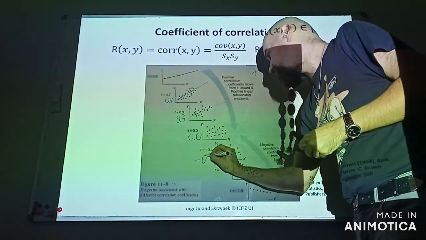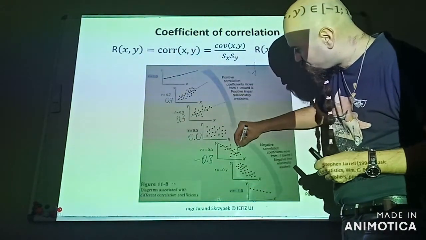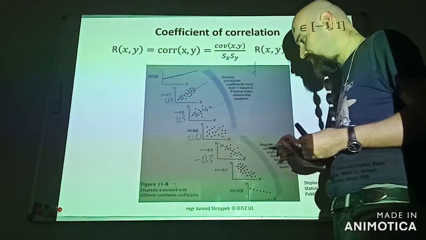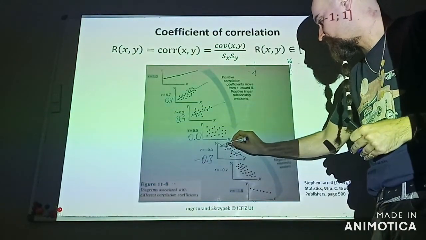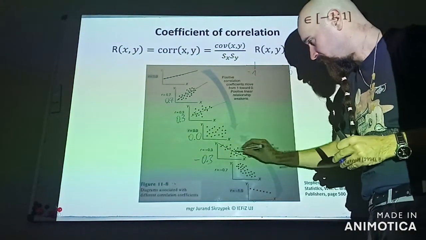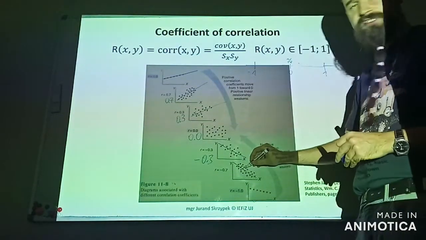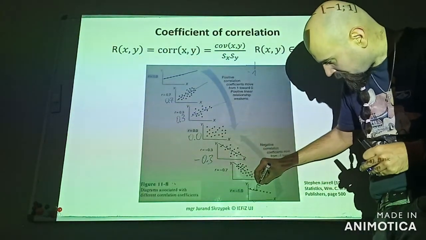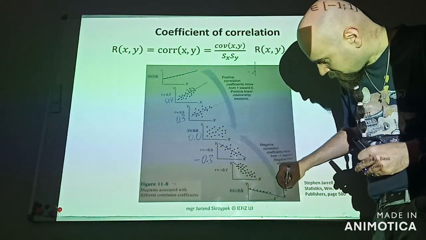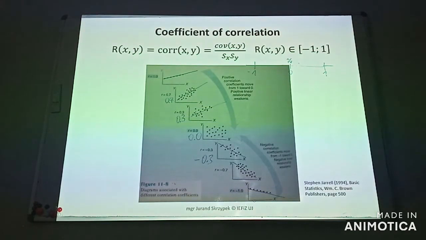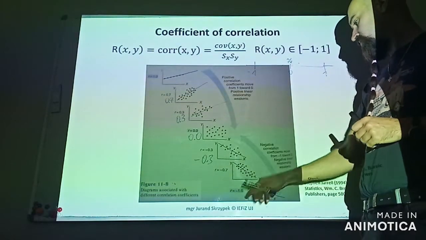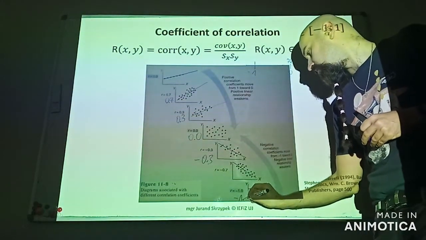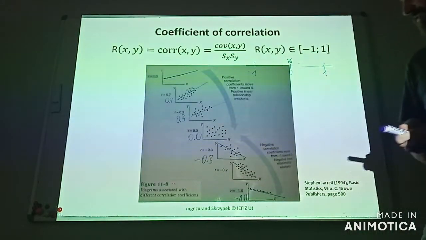Here we have -0.3. We can perceive a regularity here, of course a negative regularity, but these deviations are higher than in this case. And here we have an ideal linear relationship between y and x values, so that the R coefficient here is equal to -1.